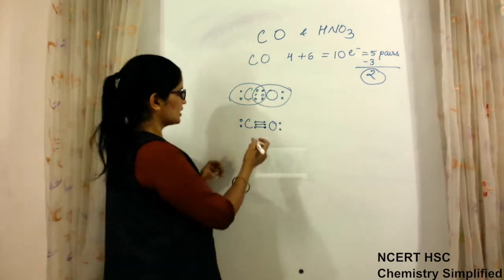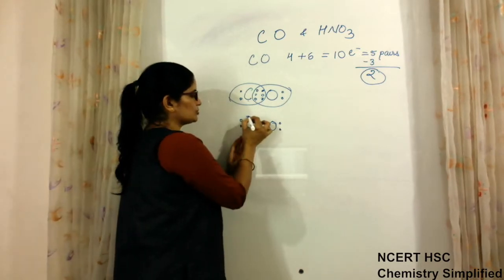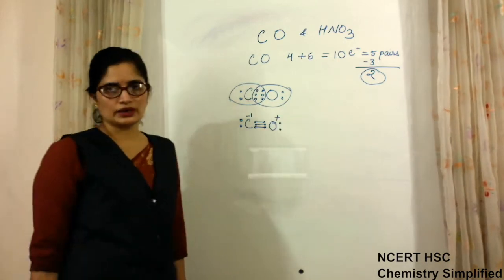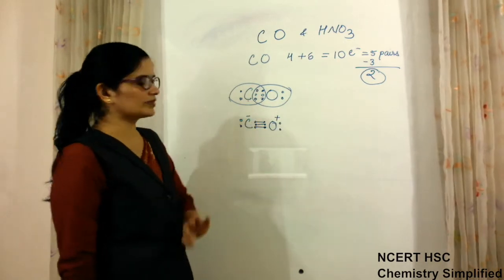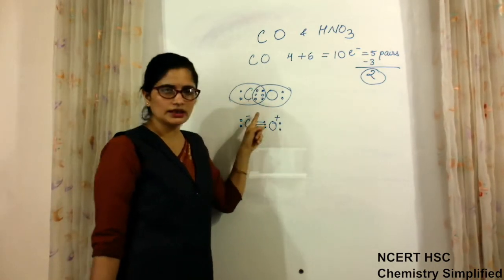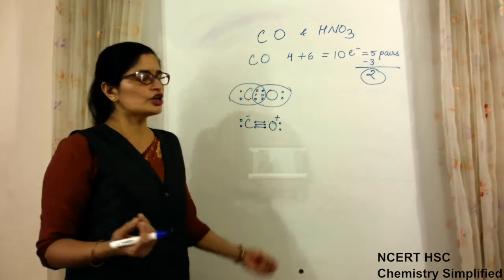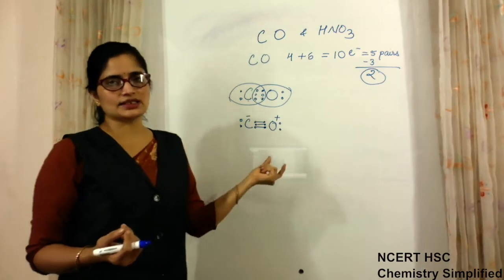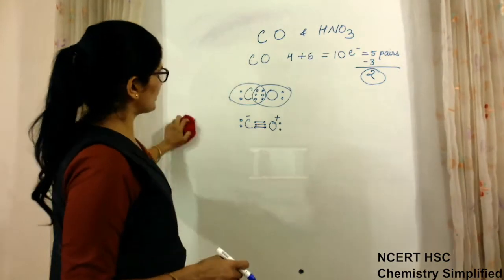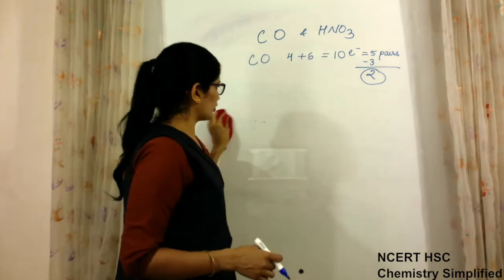If you work out the formal charges, then carbon will acquire charge -1 and oxygen will acquire charge +1. Whether we write the 1 or not doesn't matter, so minus and plus, because one has 1 extra and the other has 1 less. That is why in books you sometimes find charge separation written like this. So these are the formal charges which are present.